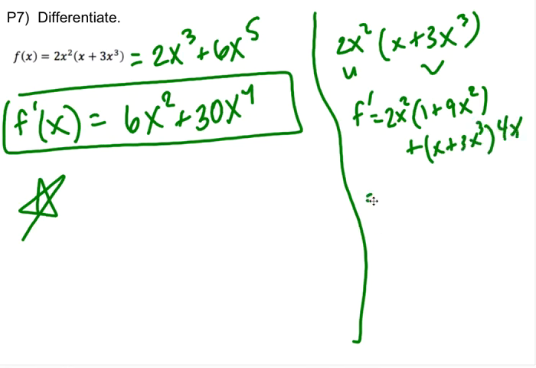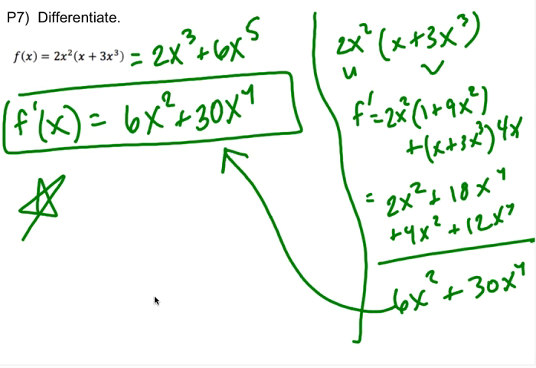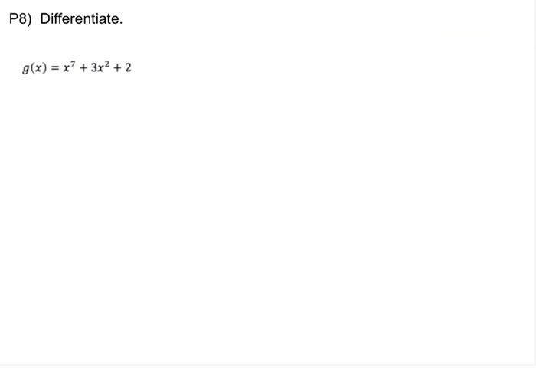And then when you distribute, you'd get 2x squared plus 18x to the 4th plus 4x squared plus 12x to the 4th, which is going to give you 6x squared plus 30x to the 4th, which is totally the same answer but a lot more work. All right, P8 is hopefully pretty straightforward.